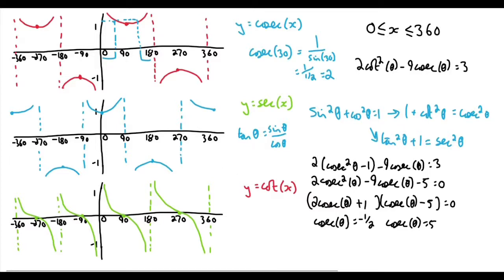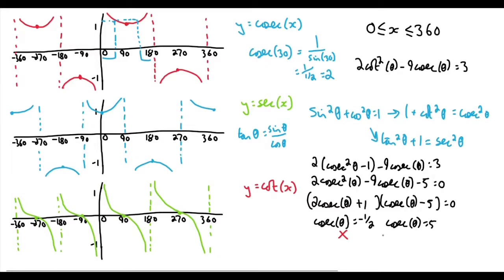If we turn to the cosec graph, it is either all above 1 or all below minus 1. Minus a half is not a y value on this graph. Therefore, even though we get it mathematically from the quadratic, it is not a value that we can work with. We have to work instead with cosec equals 5.